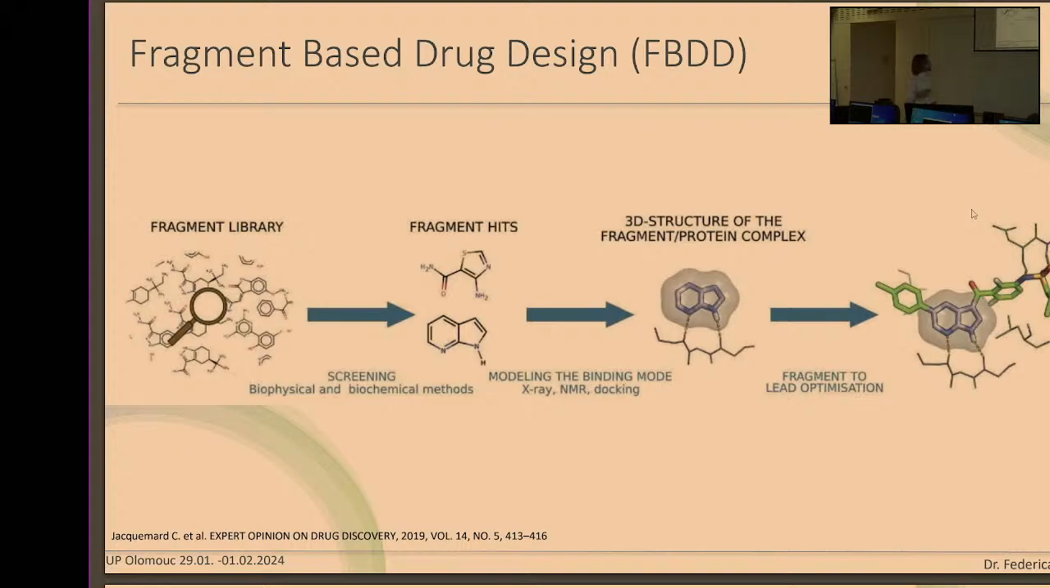So here I will let you know about the first example of fragment discovery success that led to the discovery of a drug, vemurafenib, which is a very potent, selective BRAF inhibitor. This drug was discovered by fragment-based design, starting from a huge fragment library, which was filtered, and then some fragment hits were selected. Fragment hits were then evaluated for the interaction with the hotspots of the protein.